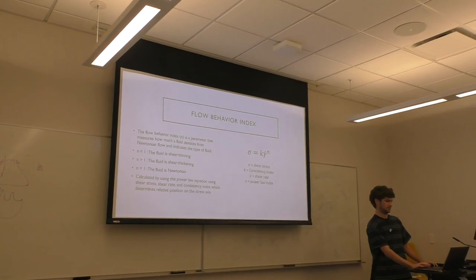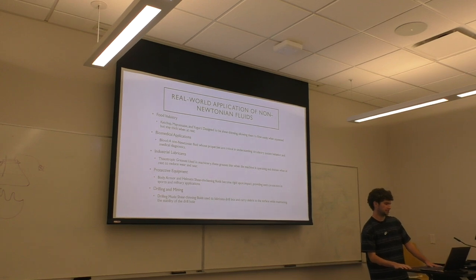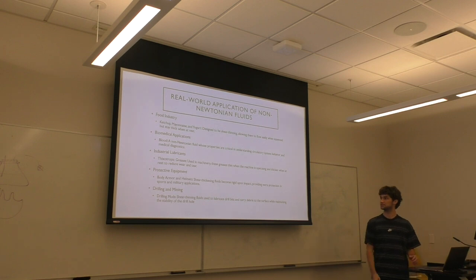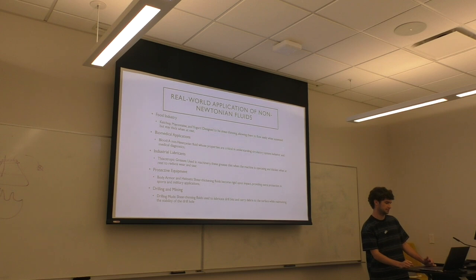Then some real world applications of these things are some of the ones like I mentioned before, like food industry, ketchup, to flow easily whenever you pour it out of the bottle. Blood is actually a non-Newtonian fluid, and it's critical to understand how that works whenever you're trying to model something based on the circulatory system. Industrial lubricants use thixotropic greases so that whenever the machine is operating, it can be thin to allow the machine to move, and then it can thicken when it rests to reduce wear and tear.